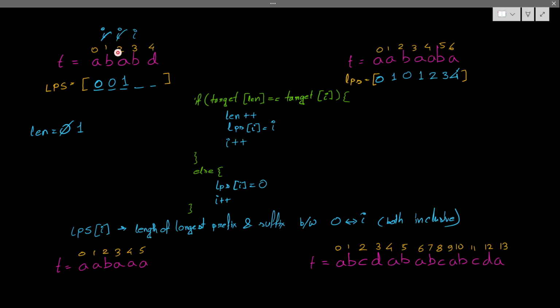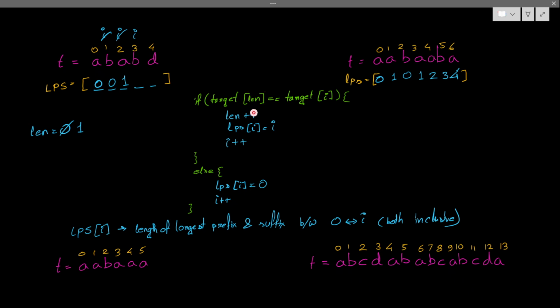If length becomes 2, that means two strings are matching. Two characters are matching, which is nothing but 0 and 1, obviously, because they should match the prefix, and the prefix should start with the 0th index. So 0 and 1 matching, so length is 2. If the second index is also a match, then length becomes 3. That's why I'm always checking my target with the length, target of length.